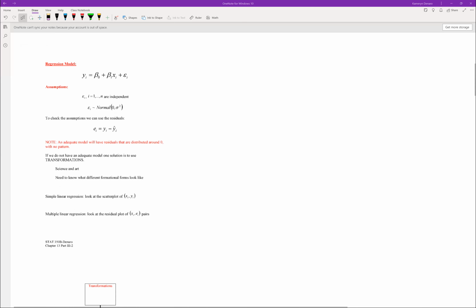Okay, so remember that we're talking about linear regression. In the simple linear regression model, we have yi equals beta 0 plus beta 1 xi plus epsilon i. In the multiple linear regression model, we have yi equals beta 0 plus beta 1 x1 plus all the way down to beta k xk plus epsilon i. Our assumptions are that those epsilon i's are independent observations and that they come from a normal distribution with mean 0 and variance sigma squared.